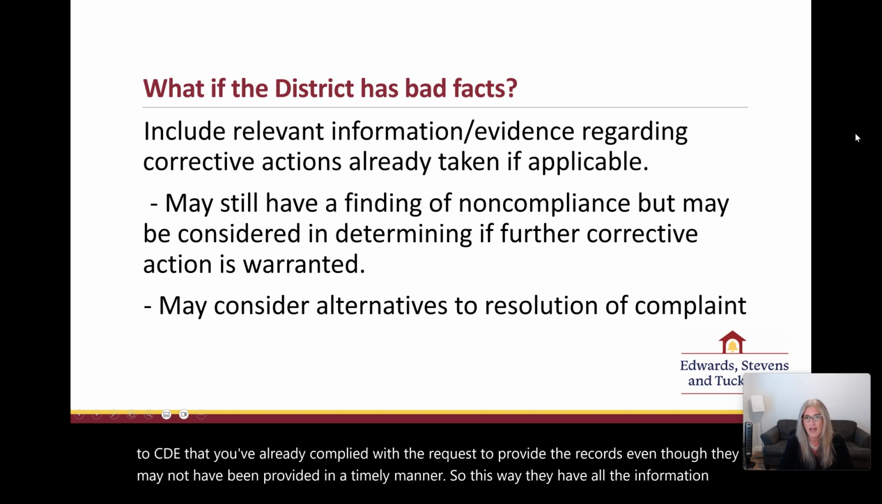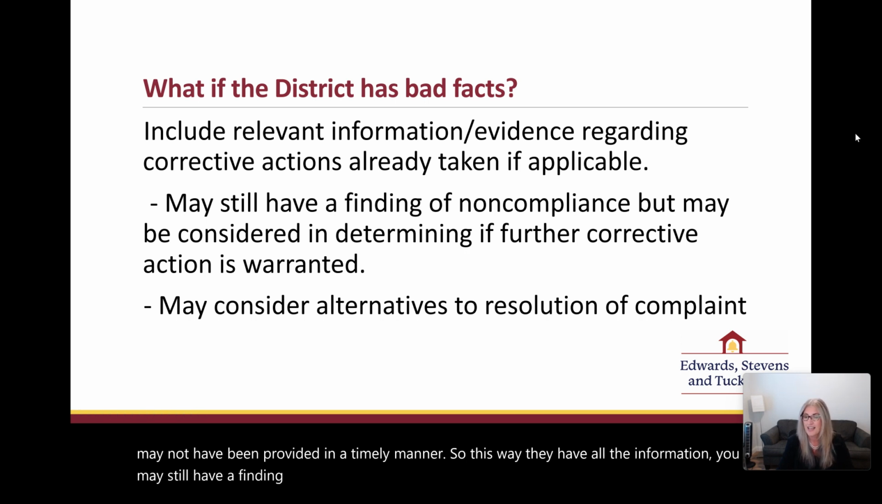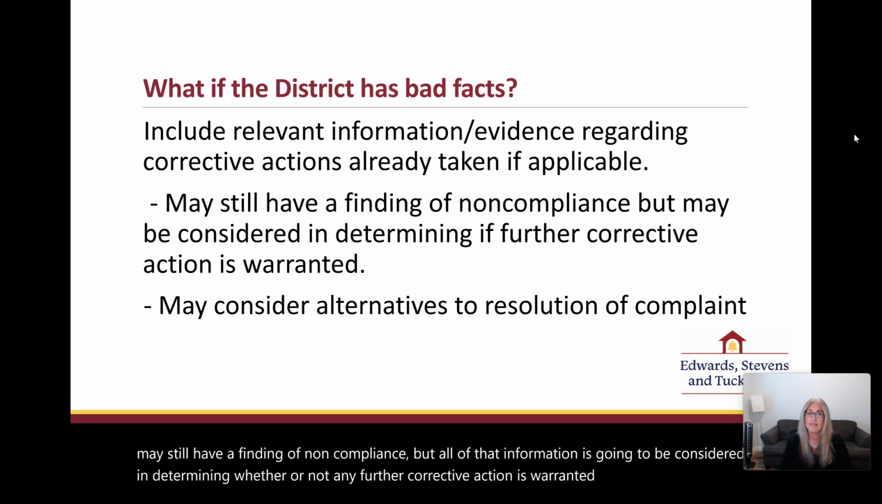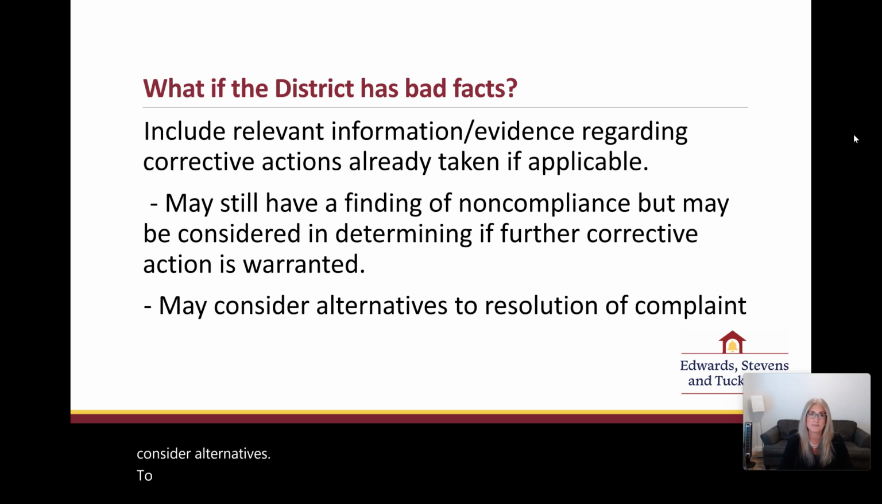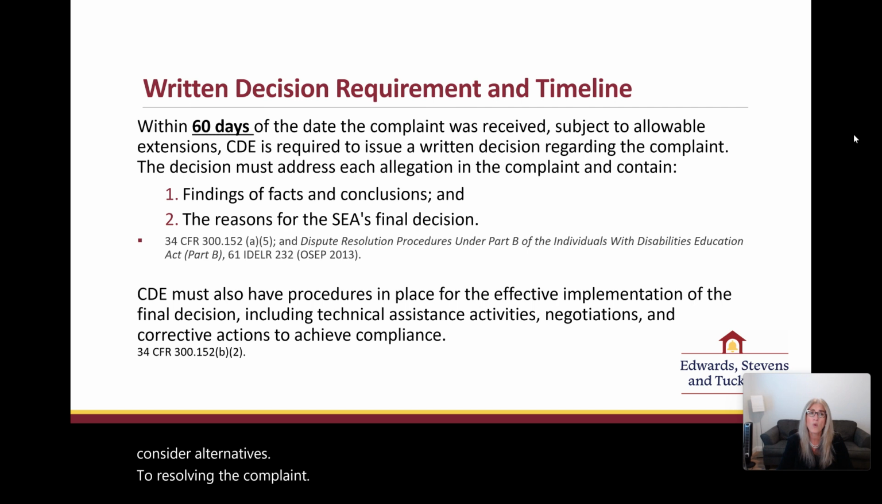You may still have a finding of noncompliance, but all of that information is going to be considered in determining whether or not any further corrective action is warranted. And they also might consider alternatives to resolving the complaint. We'll talk about those alternatives to resolving the complaint in a minute.